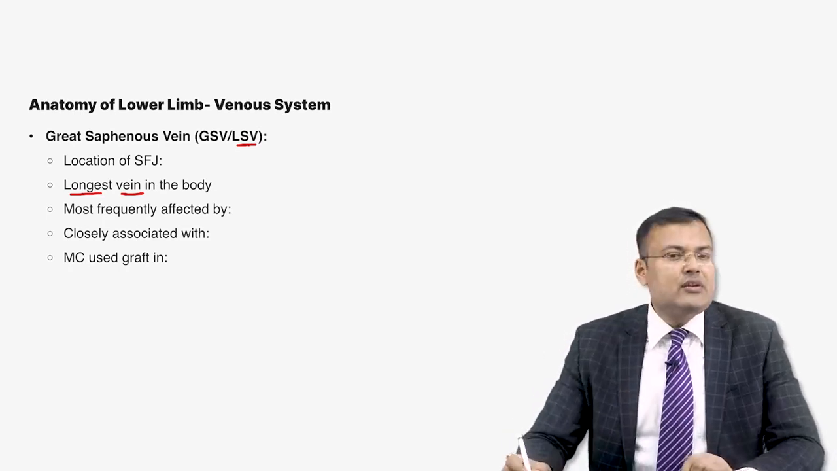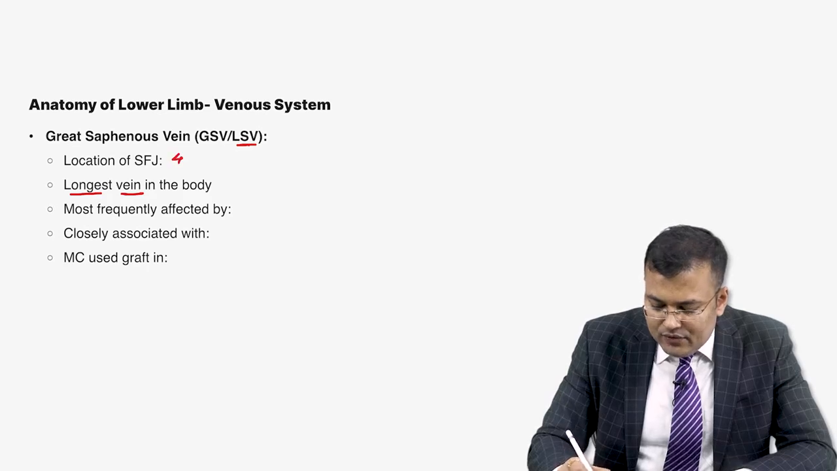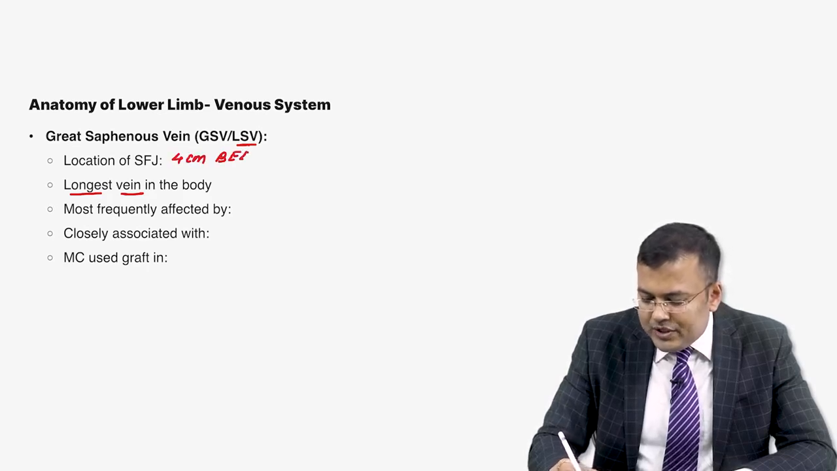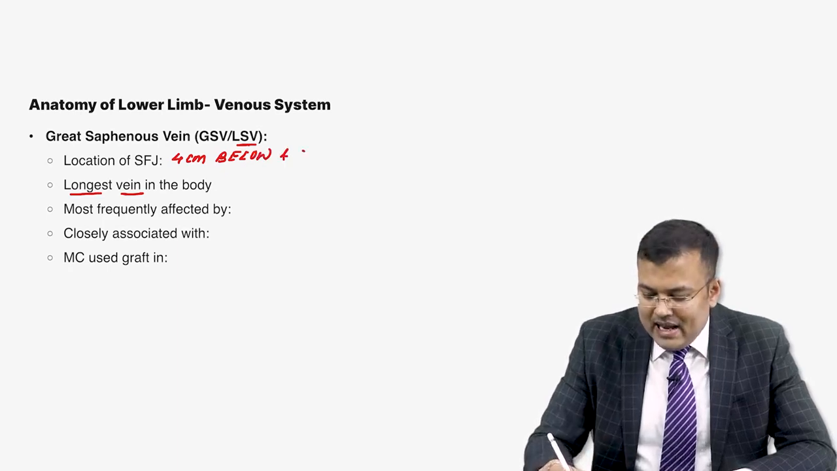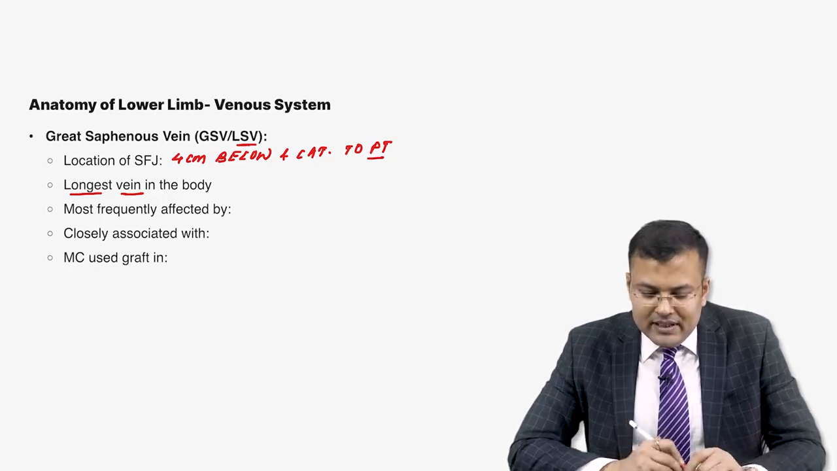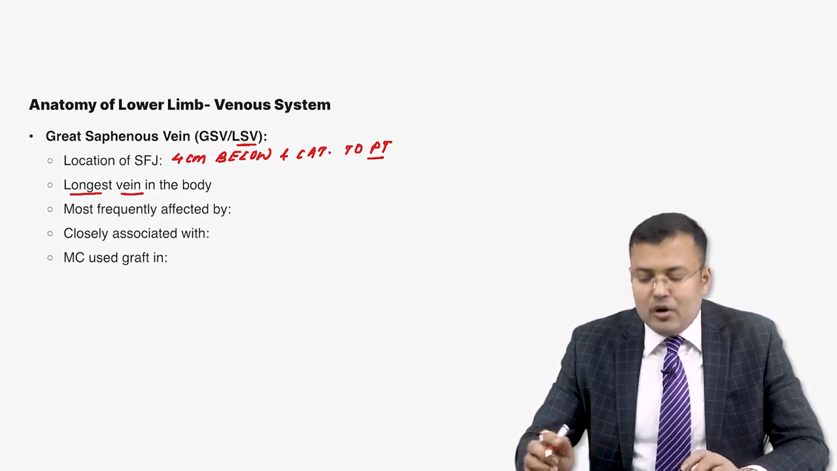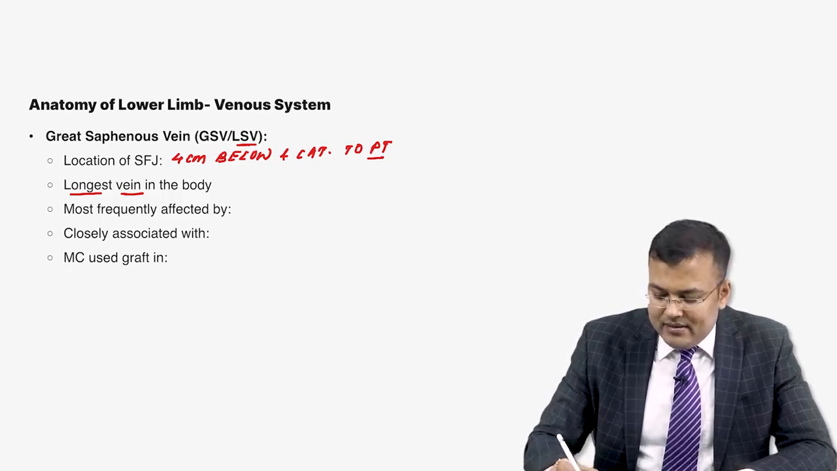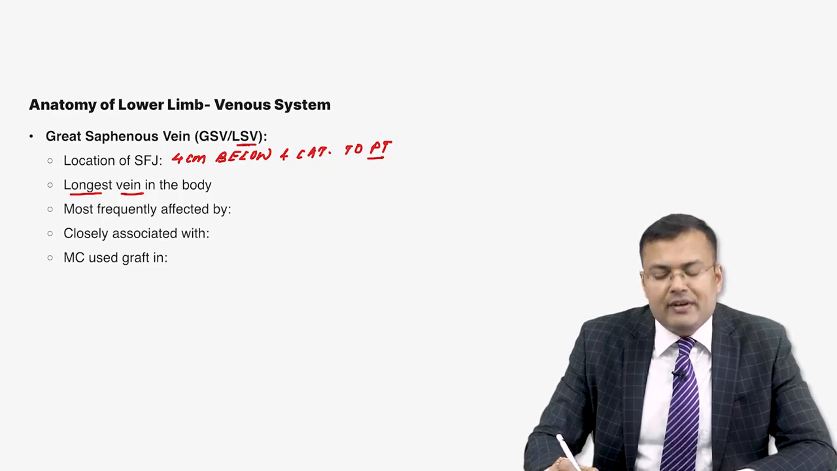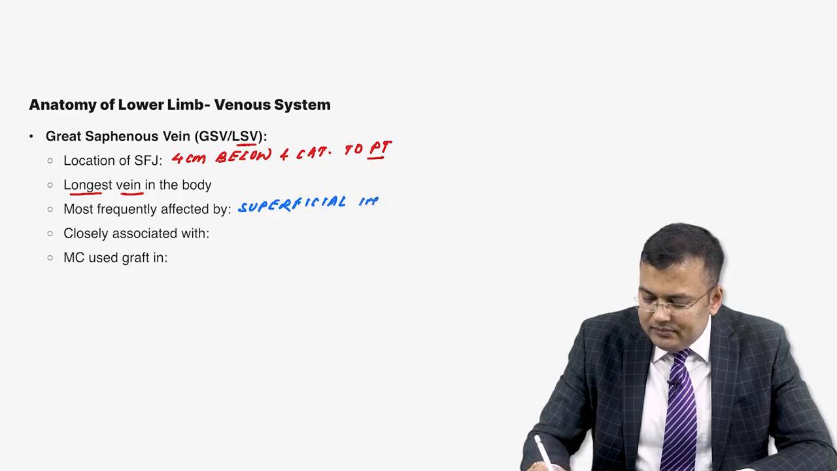So let's see the questions related to the great saphenous vein. First, what is the location of the saphenofemoral junction? It is 4 centimeter below and lateral to the pubic tubercle. We discussed that this is the longest vein in the body, and this is the vein most frequently affected by superficial incompetence.